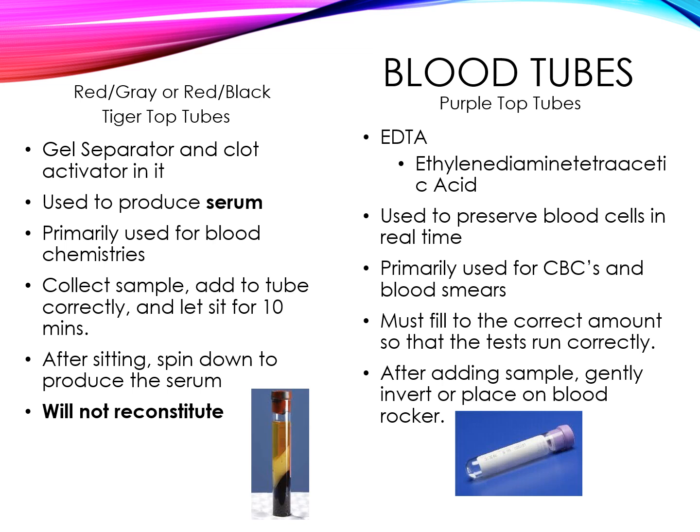Purple top tubes must be filled to the line that is indicated on the tube so that the additive and the blood ratio is correct. And also, after filling a purple top tube, you should gently invert it so that the anticoagulant mixes with the blood and it doesn't clot. We have these rockers that you can put the tubes on that rock it for you until you're ready to run the sample.